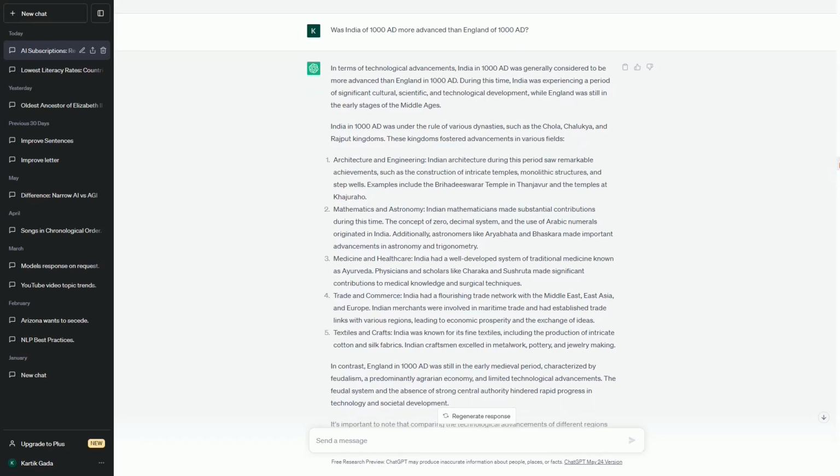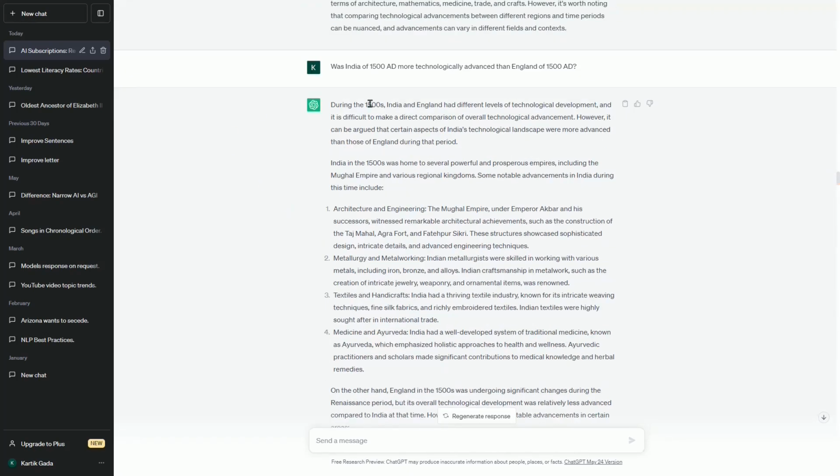Now perhaps we can choose a more recent time. Was India of 1500 AD more technologically advanced than England of 1500 AD, so now 500 years further ahead? During the 1500s, India and England had different levels of technological development, and it is difficult to make a direct comparison of overall technological advancement. However, it can be argued that certain aspects of India's technological landscape were more advanced than those of England during that period. So it's still saying that India is more advanced. The advantage is not as decisive as it was in 1000 AD, but India is still more advanced.